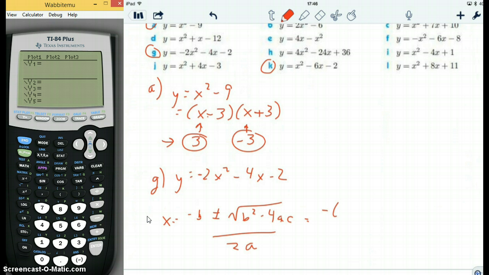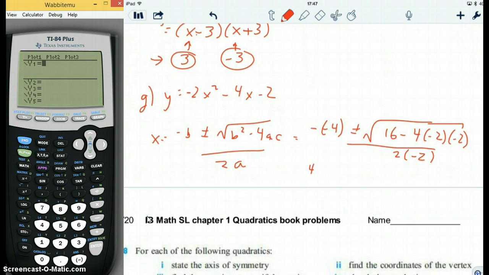But negative of negative 4 plus or minus, and then b squared would be 16, right? Minus 4 times a, which is negative 2, times c, which is also negative 2, all over 2 times negative 2. So let's see, we got positive 4 over negative 4, plus or minus 16 minus 4 times negative 2 times negative 2. Negative 2 times negative 2 is positive 4. Positive 4 times positive 4 is 16. 16 minus 16 is 0. And what do you know? This is just 0. So then 0 over negative 4 is just 0. So we basically have negative 1.